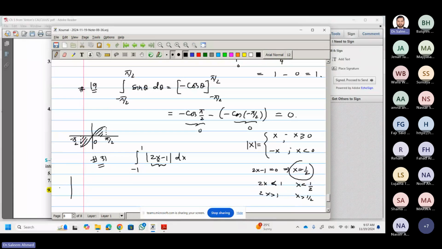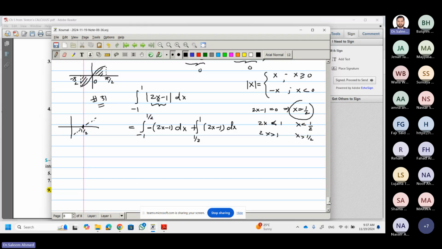So my function is changing at 1 by 2. 2x minus 1 is negative before and positive after that. So I will start from minus 1 and stop at 1 by 2. In this interval, this function is negative, so I will put a minus sign if I integrate that. And 2x minus 1 is positive from 1 by 2 to 1, so if I remove the mod, I don't need to put a minus sign.